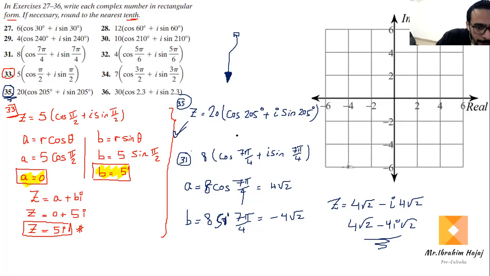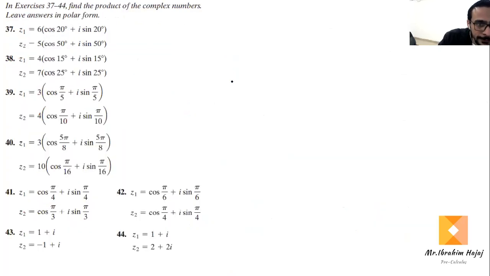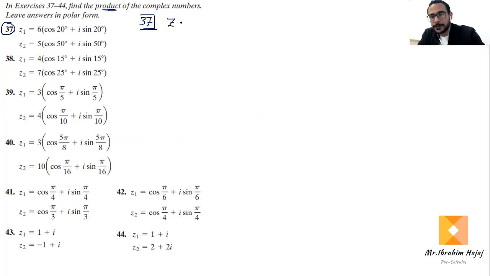Mr. Ibrahim, can I please answer the next question or exercise? Okay, go ahead. You have been absent for a while. Exercise 37 to 44. I asked about you yesterday. 37, okay. The product Z1 Z2, meaning multiply the first by the second.